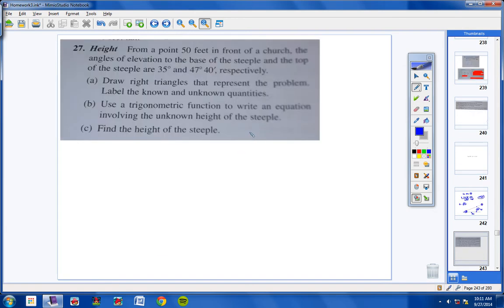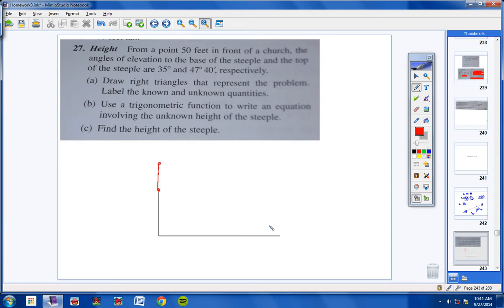From a point 50 feet in front of a church, the angles of elevation to the base of the steeple and the top of the steeple are 35 degrees and 47 degrees 40 minutes respectively. Okay, let's go ahead and get a picture of this, students. Here's the church right there. Here's the ground over here. And then let's go ahead and change colors. Here's the steeple right here. And it goes from here to here.